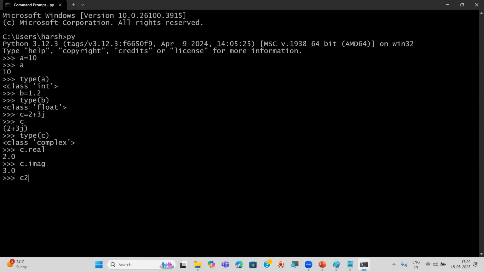Now let's take c2. Can I take the variable name c2? Yes. Can I use a capital J? But I am not using the real part. Will it work? It works. But if I say c2.real, what is the real value? It is 0.0. And the imaginary part is shown as well.